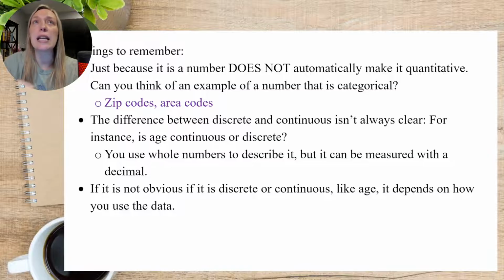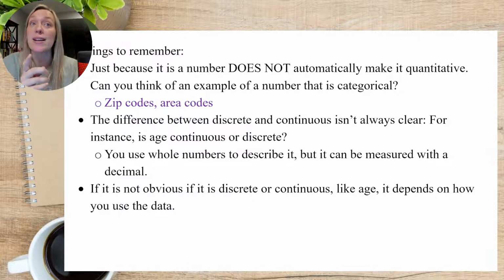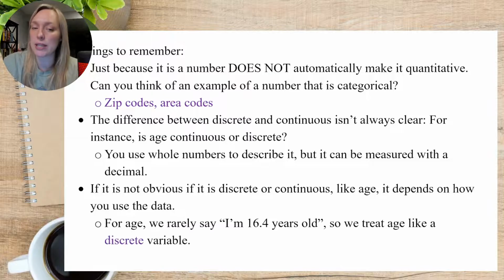So when you're looking at examples and trying to determine, is this discrete or continuous? Because the difference between the two is going to be, how do I display the data? How do I describe the data? You're going to want to know which is which when you're gathering data, right? If it's not obvious, think about how you're going to use the data, okay?